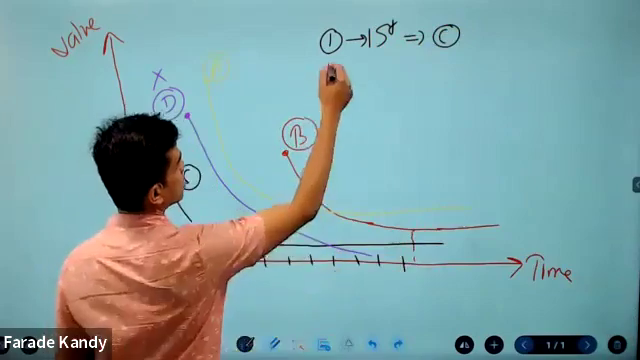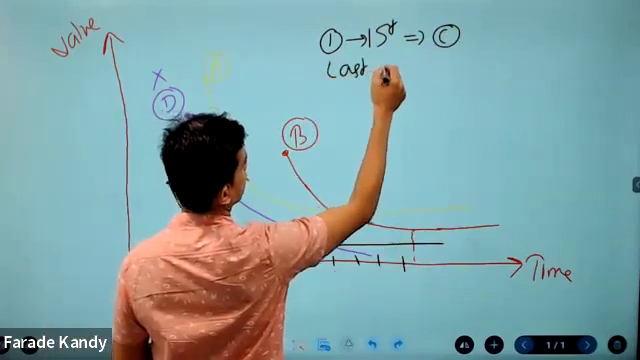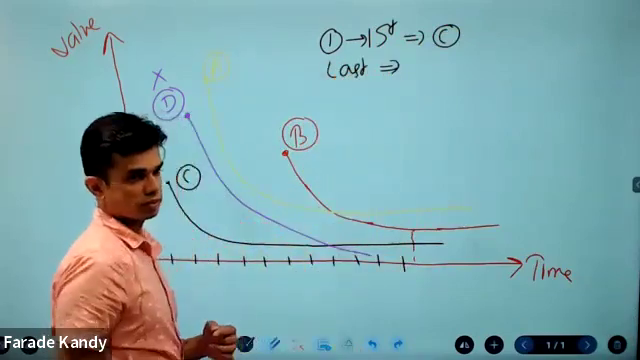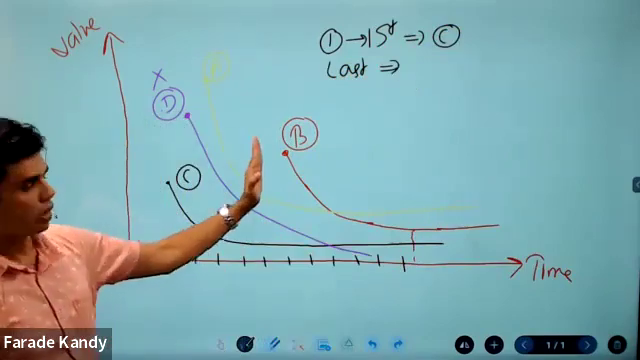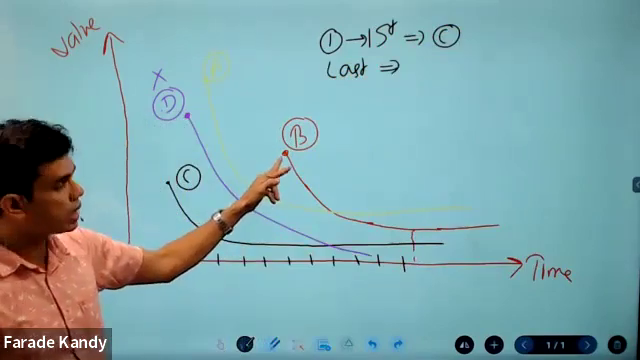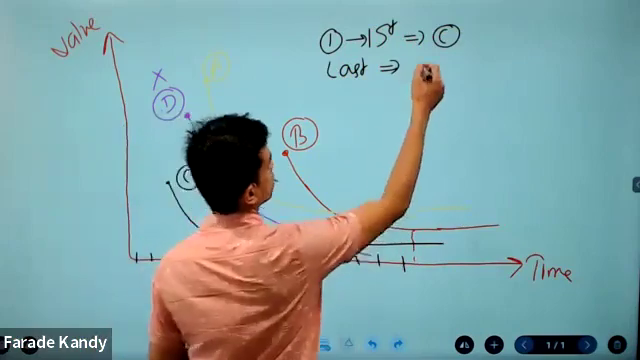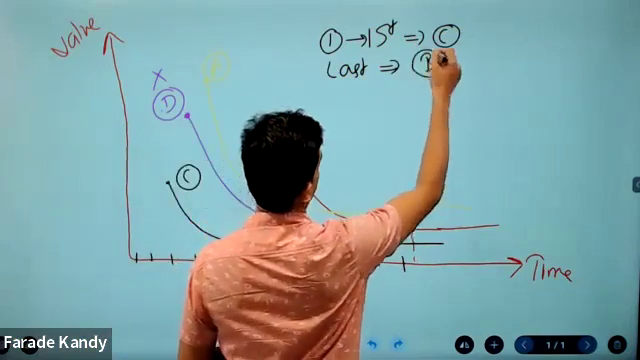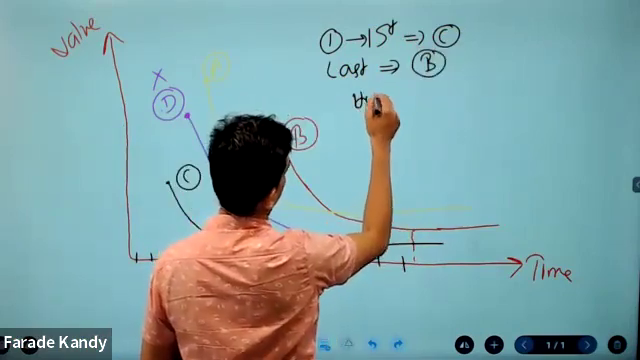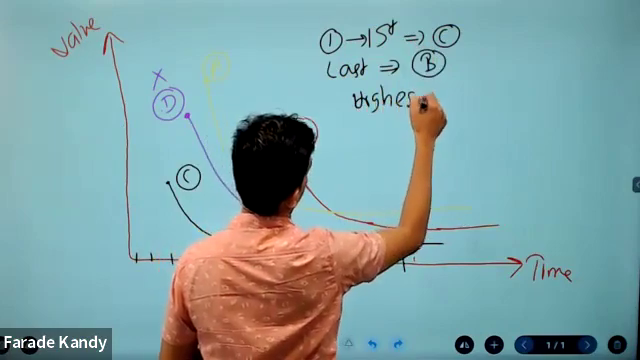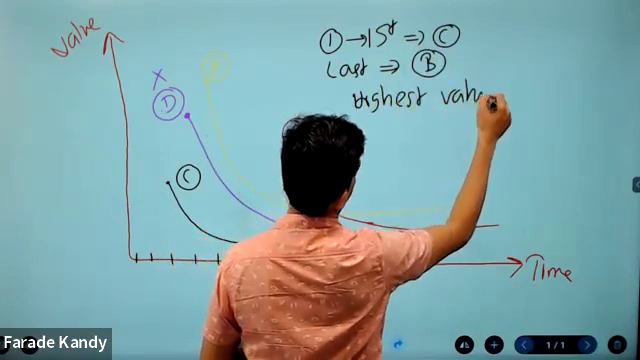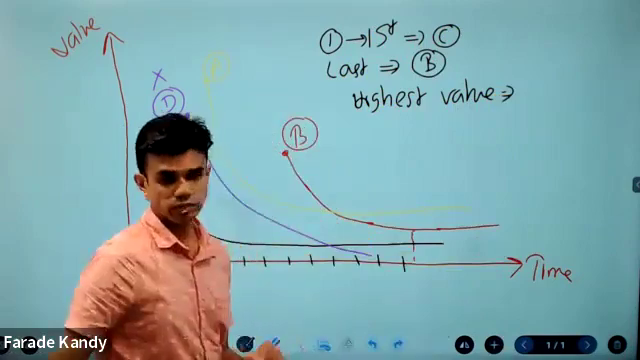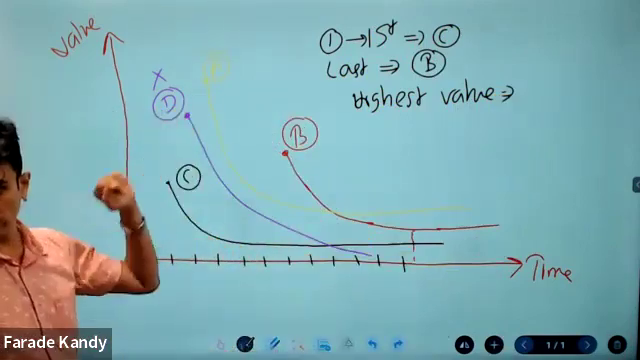In that manner, which one is the last to start? The last event is B. Along the time axis, B had started at the end. That's going to be B. Then I'm asking which event has the highest value. Event A.